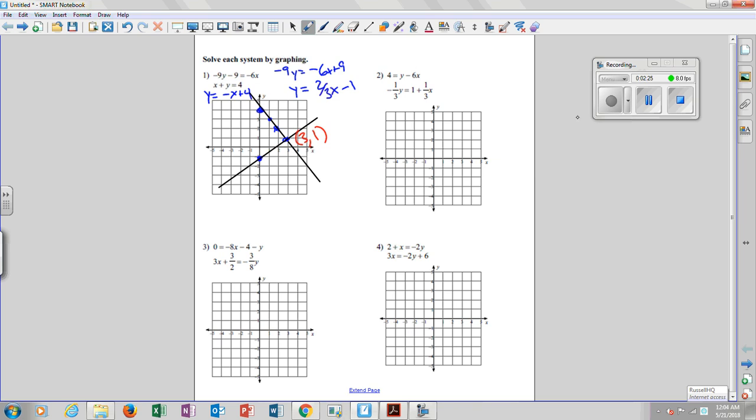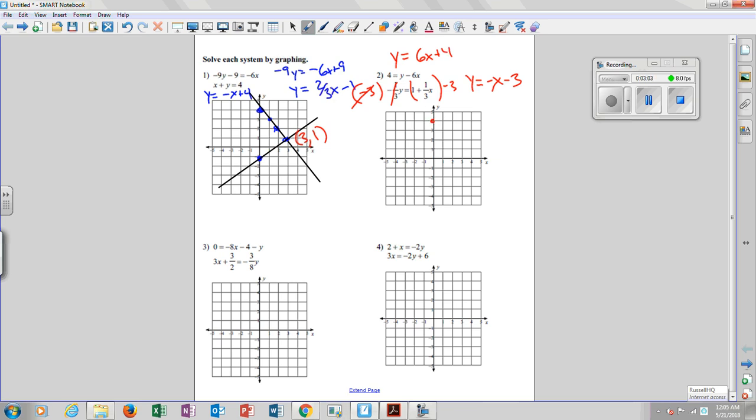Number 2, got to get y by itself again. So we add 6x to the other side. We get y equals 6x plus 4. In the second equation, we have to multiply by a negative 3 to get y by itself. So we multiply this whole thing by negative 3. That cancels with the negative 1/3. You get y equals the negative 3 times 1/3 gives you a negative x. And then it's a 1 times negative 3, so it'll be minus 3.